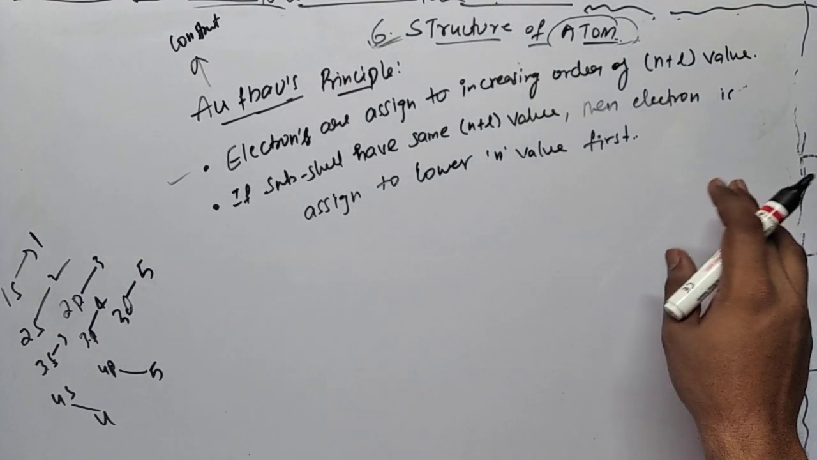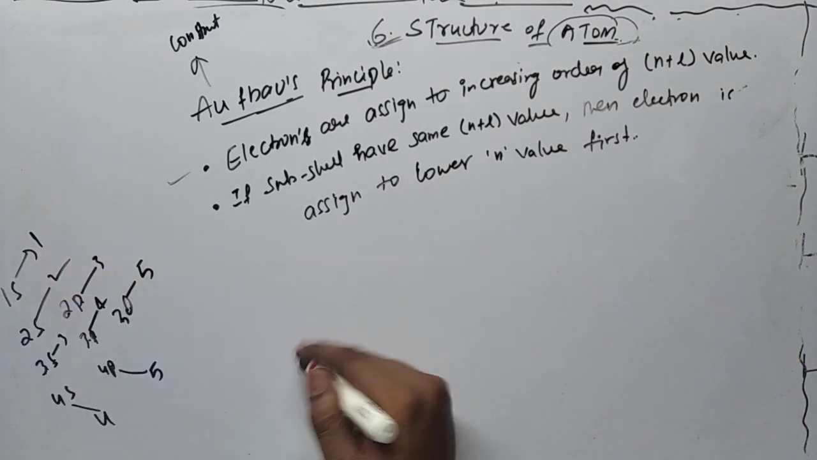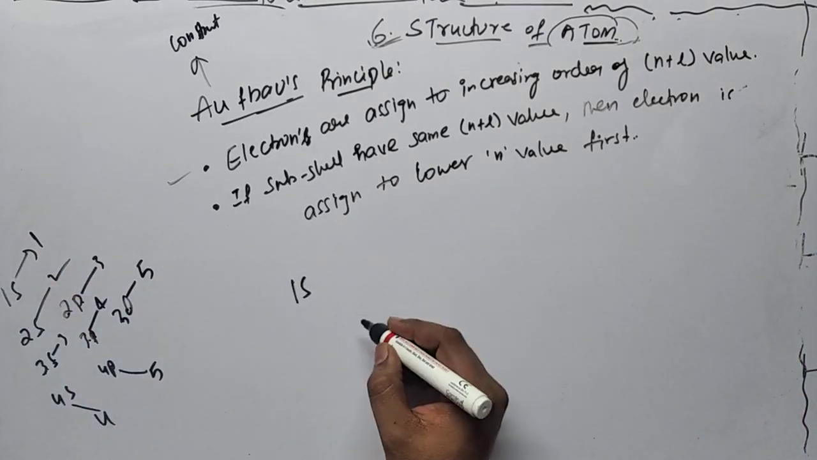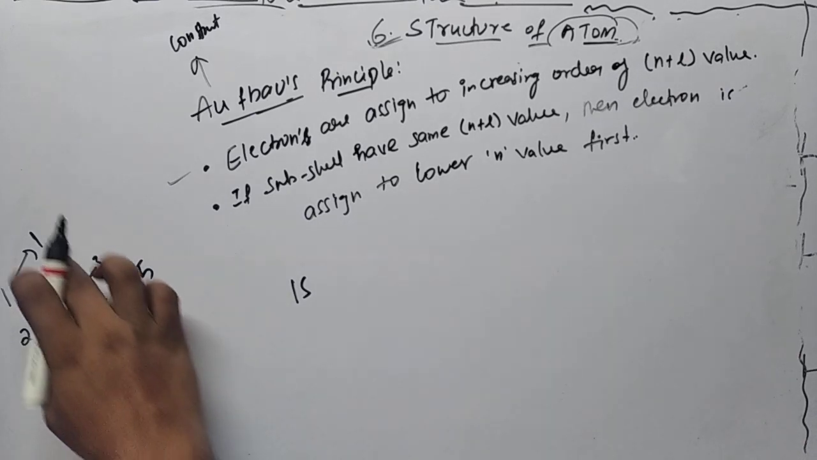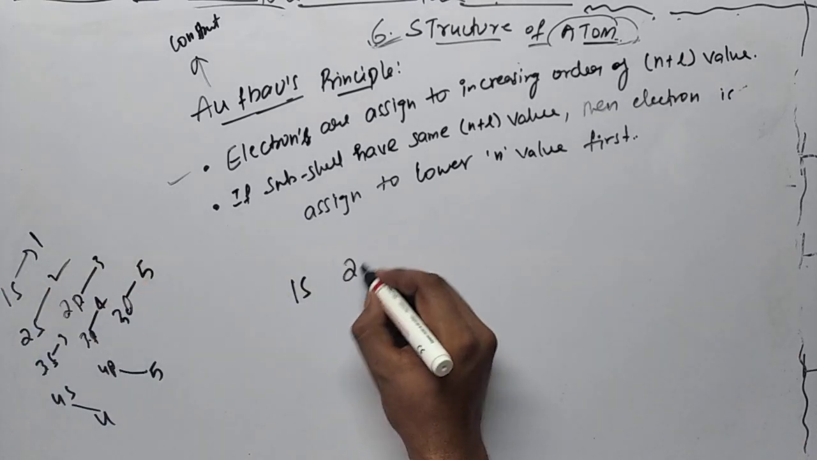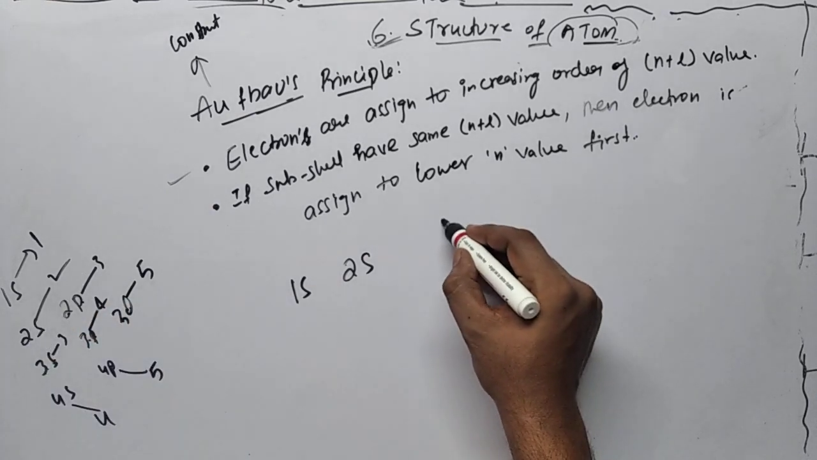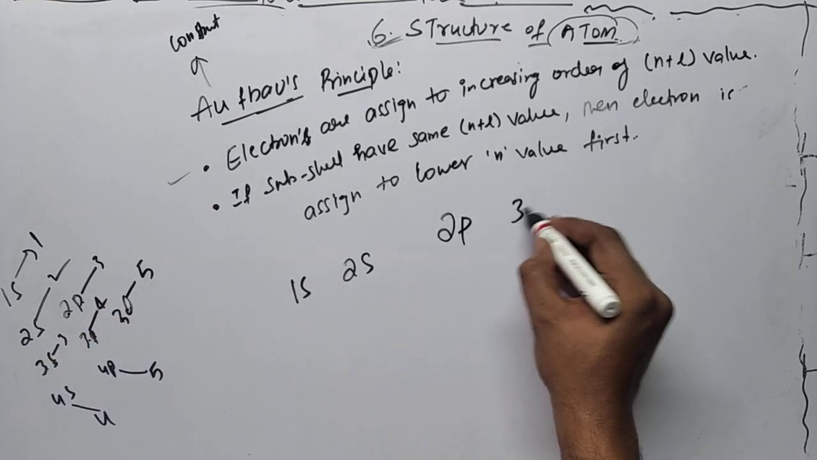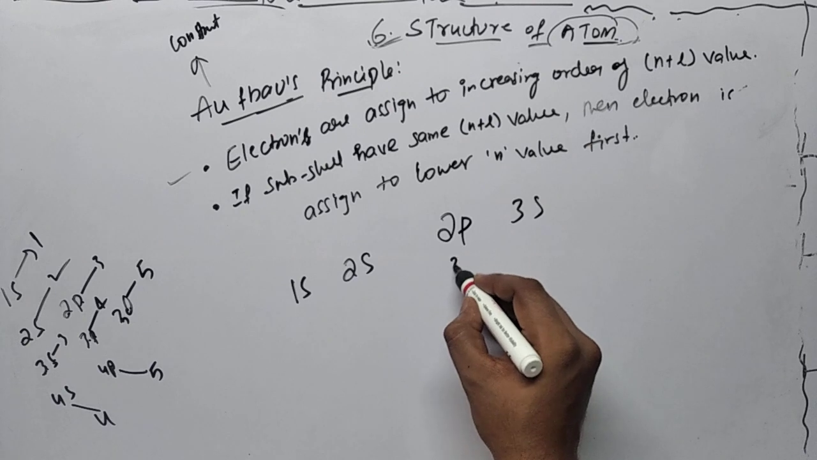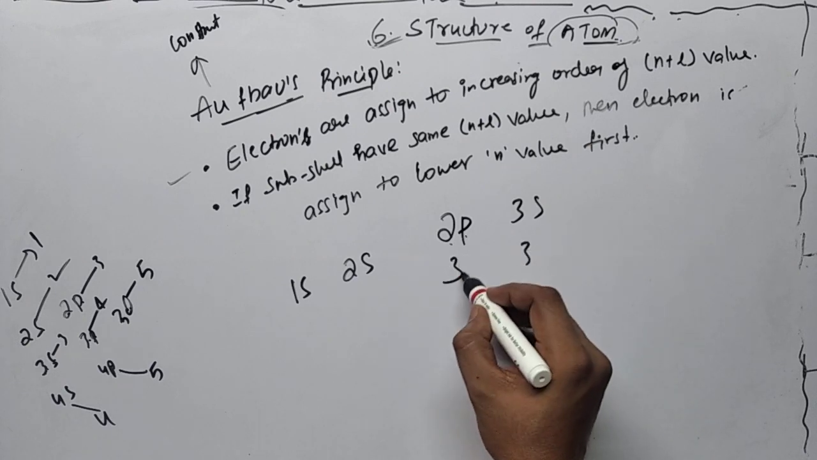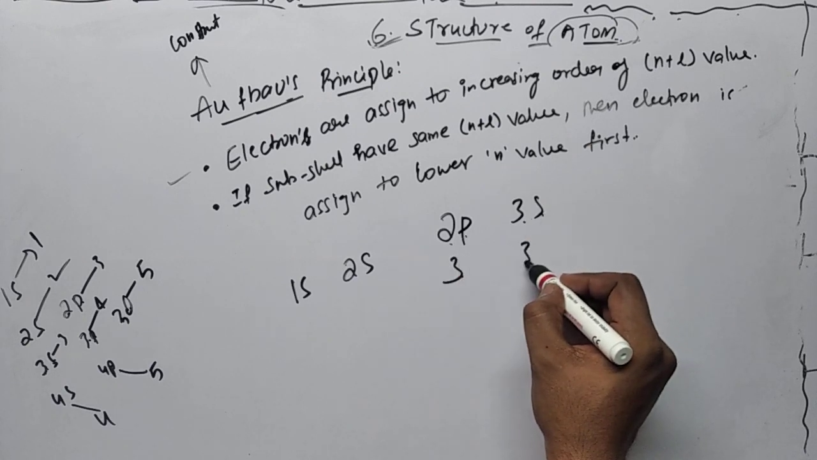Electrons are assigned in increasing order of n plus l value. So we find the lower n plus l value first. 1s orbital has the lowest value. Next 2s, which has 2. Next 2p and 3s: both have the same n plus l value. The n plus l value for 2p is 3 and for 3s it is also 3.